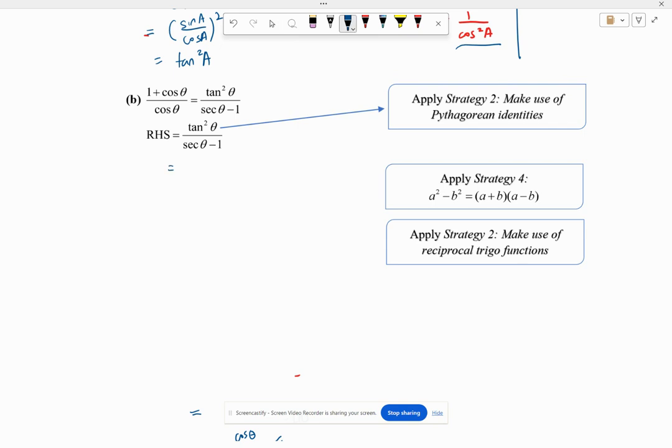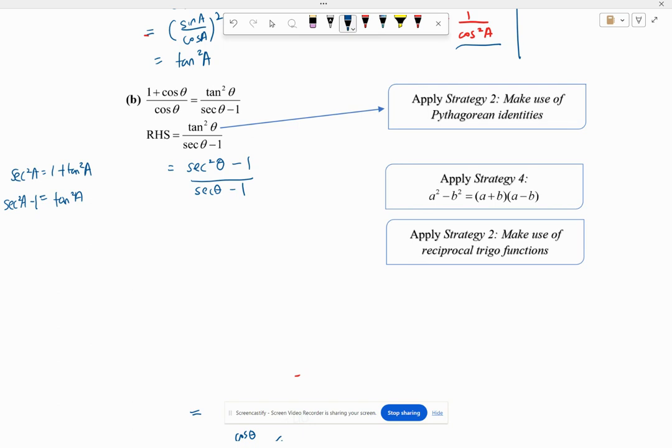So I look at tan²θ. Can I apply one of the formulas? If I look at the formula in front, I would have sec²A equals 1 plus tan²A. So what can we do? Realize that tan²A is equal to sec²A minus 1. So I replace tan²θ with sec²θ minus 1, over sec θ minus 1.